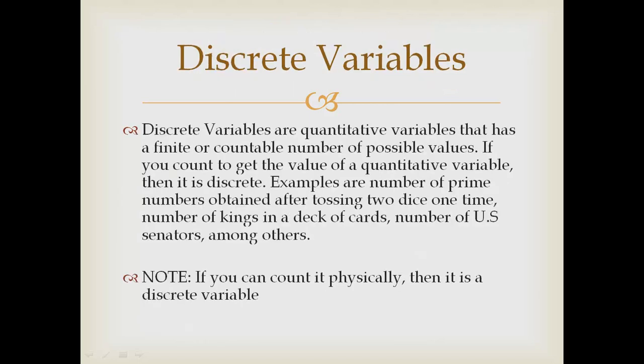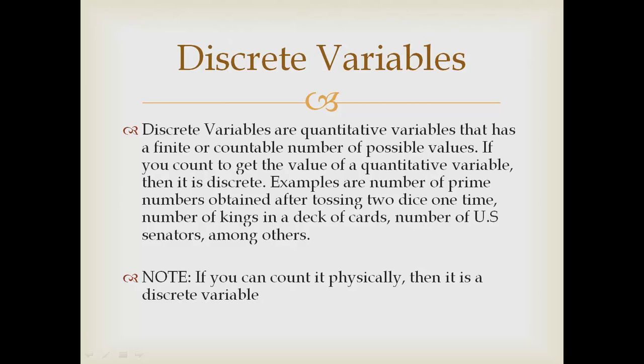Okay, discrete variables. These are quantitative variables that have a finite or countable number of possible values. Now, with discrete variables, if you can count it, it's discrete. If you can measure it, it's continuous. If you can count it, it is discrete. Remember, I said that with a quantity you can either count it or you can measure it. When you count it, it is discrete. When you measure it, it is continuous.